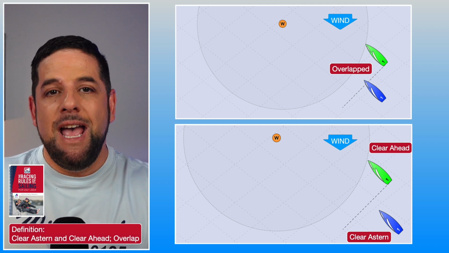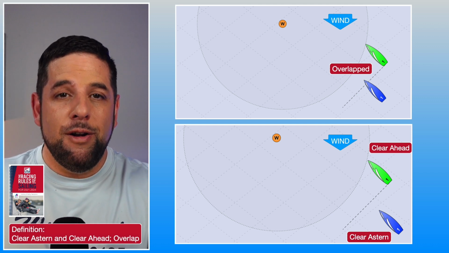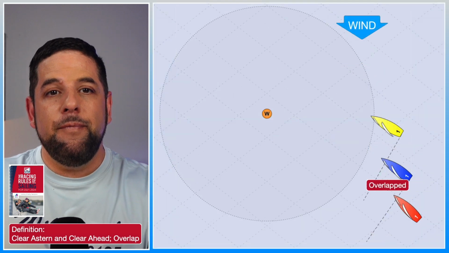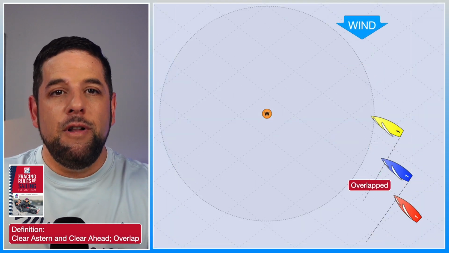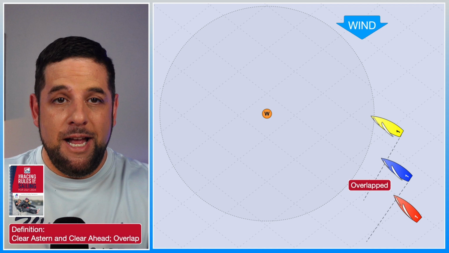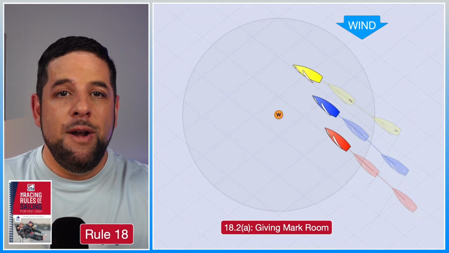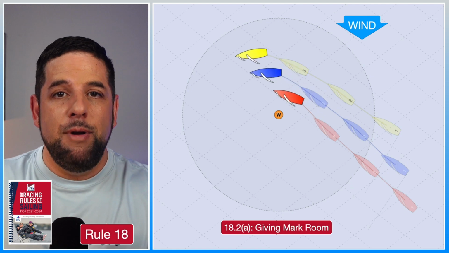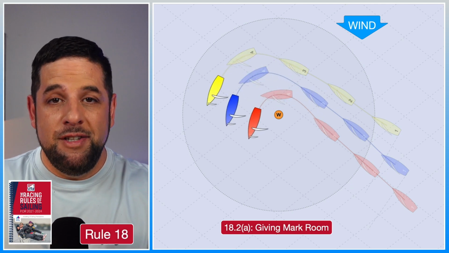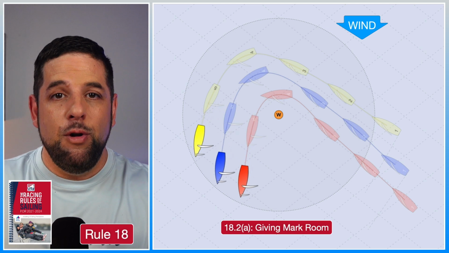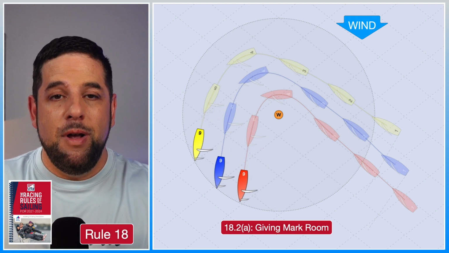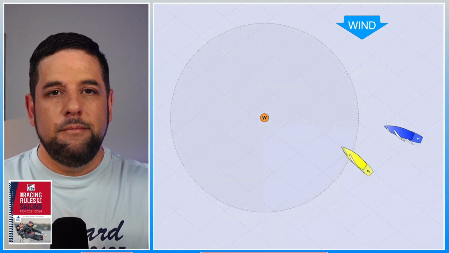Keep in mind, the aftermost point can be an outboard engine propeller extending from the stern. Boats are also considered overlapped when a boat between them is overlapped. In this scenario, yellow must give both blue and red mark room because blue is overlapped between yellow and red when yellow reaches the zone. So therefore, yellow is considered overlapped to the outside of red and must give red mark room.